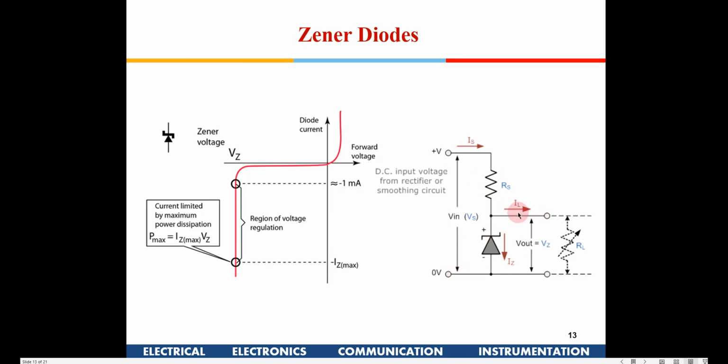I am applying 10 volt here. If the Zener is 6 volt, I will get 6 volt. What should be the value of RS? It should be within this range.